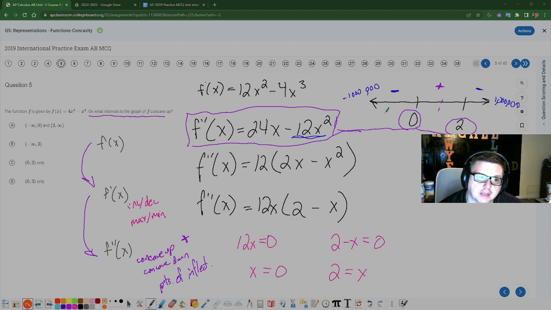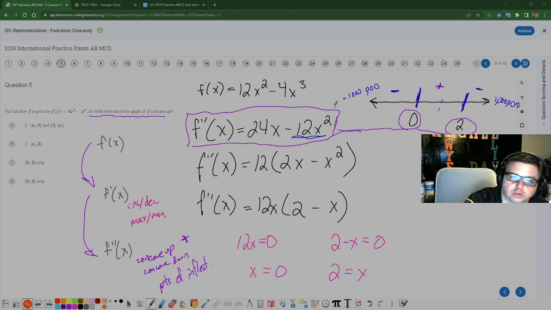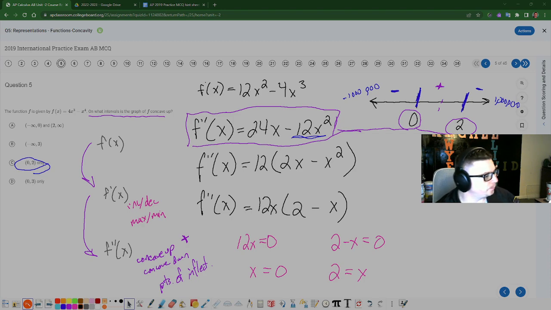So now when they're asking on what intervals is the graph concave up, the only interval possible is from 0 to 2, because that's the only one that's possible. How do we feel about that? Hopefully good.